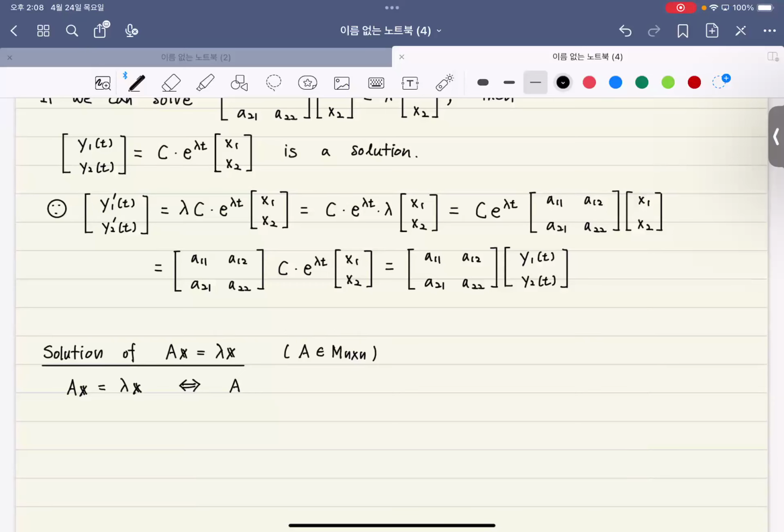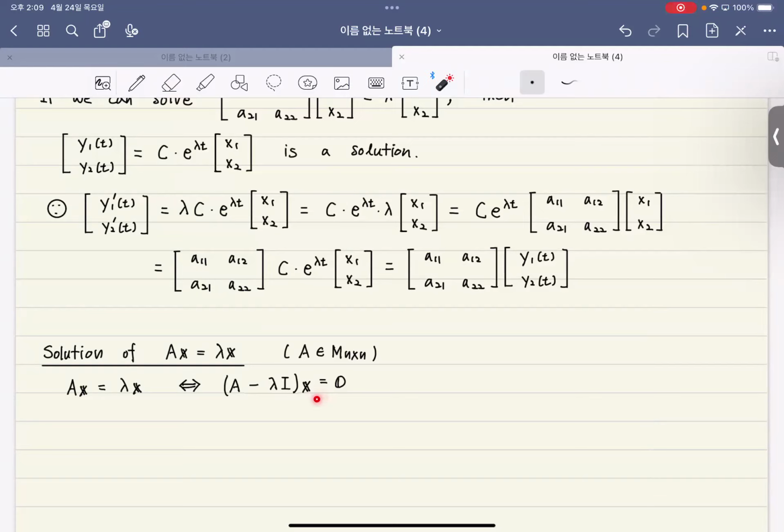Then Ax minus lambda times x must be the zero vector. And I can switch this to A minus lambda times the identity, everything multiplied by x. And you have to remember that we are assuming that x is a non-zero vector.